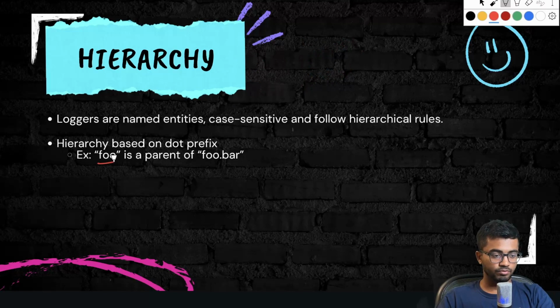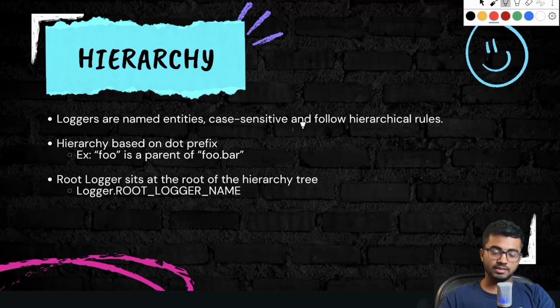So for example, if you have defined Logger.getLogger with foo inside it, and then there is another Logger.getLogger with foo.bar, we can see that foo is a parent of foo.bar, exactly like in other languages or JSON or Java, whatever you talk about. Similarly, foo.baz will also be a child of foo, right? That is pretty obvious.